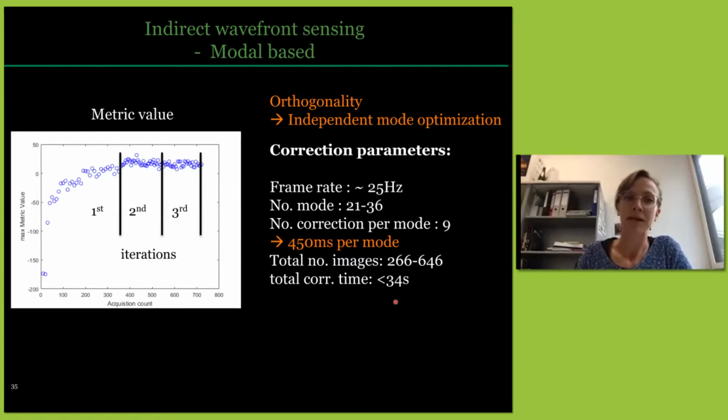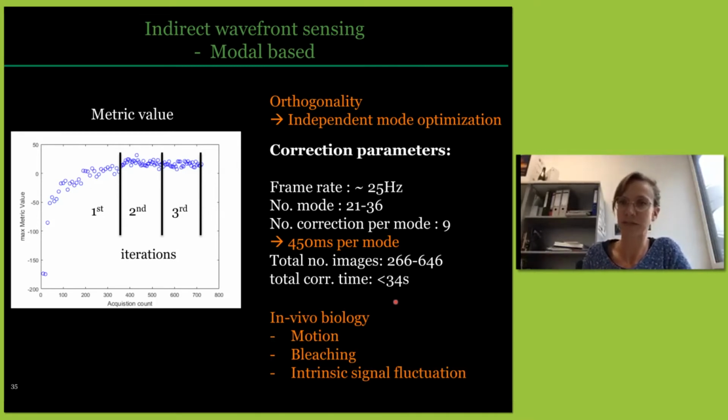And this independent treatment is essential, especially for in vivo biology, where we can have fluctuations of the fluorescent signal due to motion or due to bleaching, or even due to intrinsic fluctuation, which is especially important if we consider functional imaging. And here on the left, you can see how a normal optimization procedure would evolve over the correction time. So you can see the signal intensity plotted, and we can appreciate that we get a clear enhancement of the signal intensity during the first iteration and only a minor improvement in the second and the third iteration, which indicates that our assumption that the modes can be treated and optimized independently is valid.